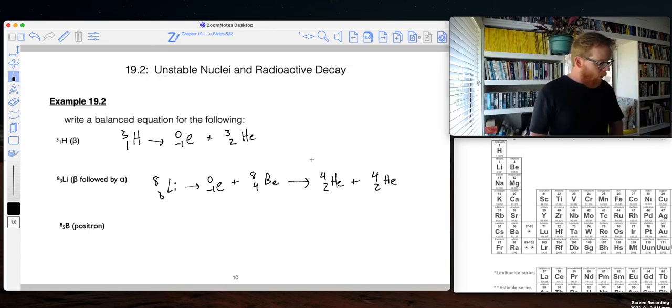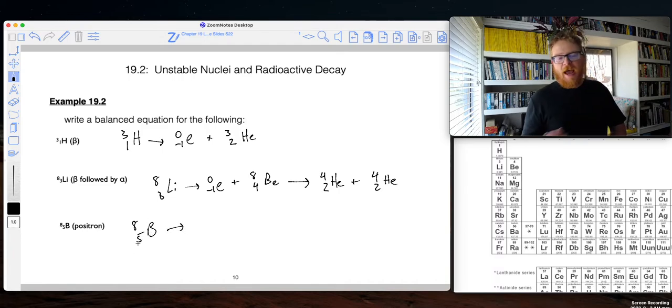Okay? And so our final one here, positron emission on boron 8, okay? So we recognize that that's going to release a positron, which is 0, 1, e. And now, once again, all of our mass numbers and atomic numbers must be conserved. So we're making an 8 right here, and this is going to have to be 4. 4 plus 1 is 5, right? And we can see we made element number 4, which is beryllium.